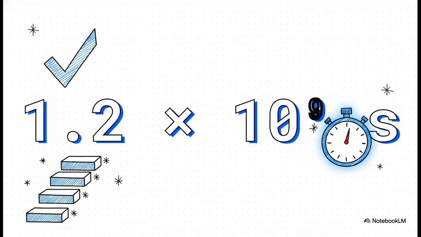And finally, the 4th mark is for the correct answer. Now you can pick up your calculator, do the division, and you get 1.2 times 10 to the power of 9 seconds. Write that down, and you've nailed it. 4 super clear steps, 4 marks in the bag. It all makes perfect sense.